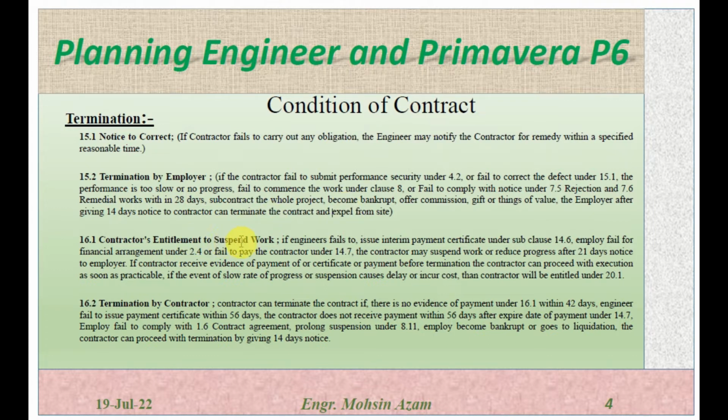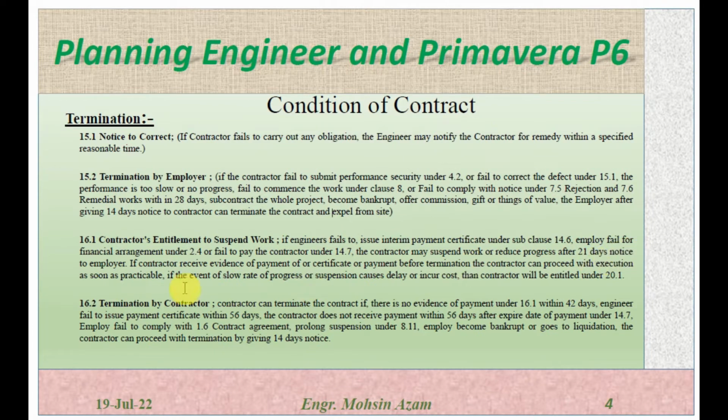Contractor entitlement to suspension. If the engineer failed to issue the interim payment, so now, when can the contractor suspend the work? The first is if the engineer failed to issue the interim payment certificate under subclause 14.6, or the employer failed to make financial arrangement under subclause 2.4, or failed to pay the contractor under 14.7, which is the payment, the contractor may suspend the work or reduce the progress.